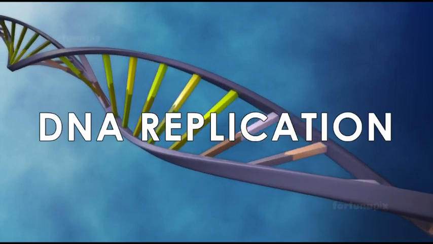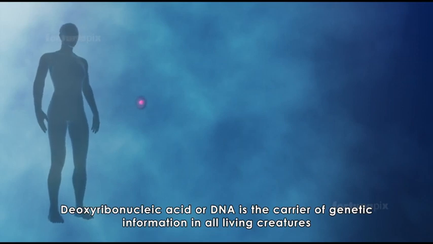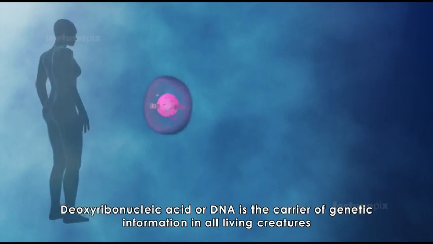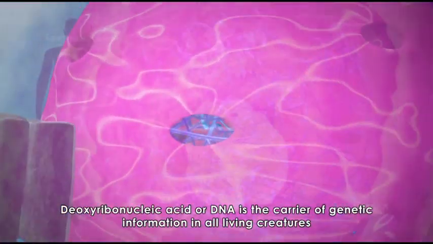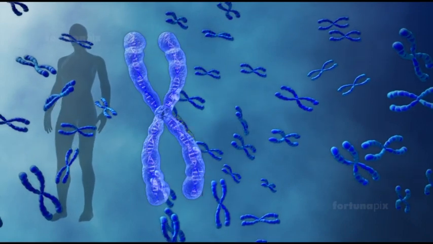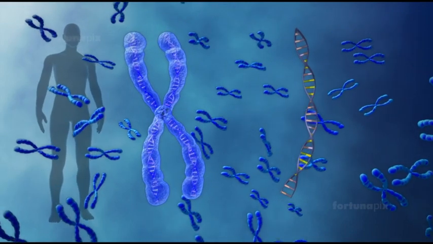DNA replication. Deoxyribonucleic acid, or DNA, is the carrier of genetic information in all living creatures. Before a cell divides, it replicates its DNA in the chromosomes, producing another identical DNA.